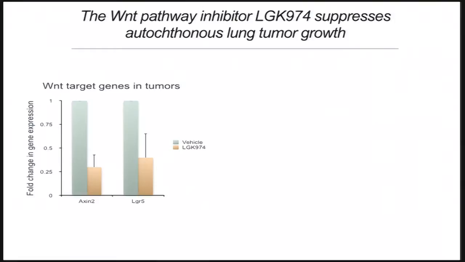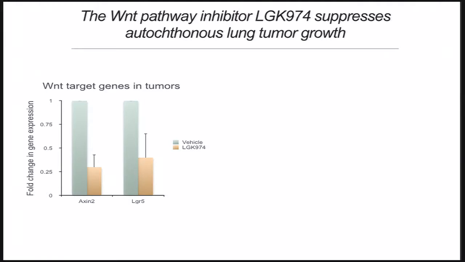And so Tuomas has begun to do experiments to explore that in the mouse system. He's obtained an inhibitor of the Wnt pathway called LGK974, which is a porcupine pathway inhibitor, for those in the know. It's a Wnt pathway inhibitor, and he's treated mice with these KP tumors to see what the effect is. And as you can see on the left in the graph, when you treat animals with tumors with this inhibitor, the Wnt pathway-specific genes are reduced. This is evidence that the pathway was on and that the inhibitor is in fact affecting pathway activity.